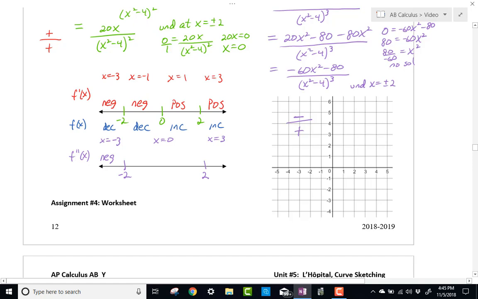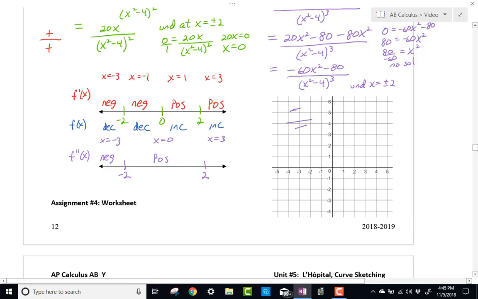All right, let's do 0. 0 should be a little bit easier here. All right, so we'll keep our little fraction bar there. Plug in 0 to the numerator, and I get negative 80, so that's going to be negative. Plug in 0 to the denominator, I'm going to get negative 4 cubed, which is also negative. So negative over negative turns out to be positive.